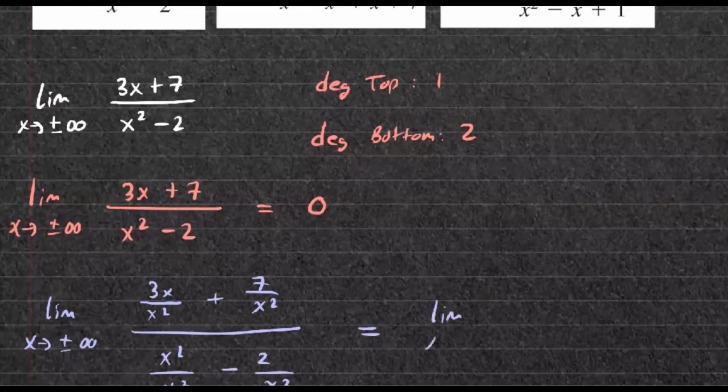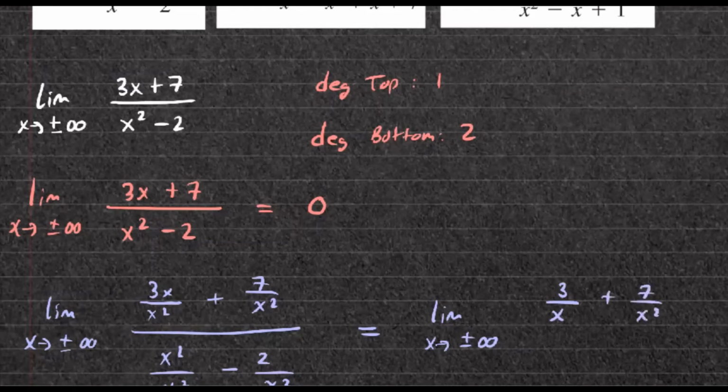So the limit as x approaches either plus or minus infinity. I'm putting them both in the same question because it wouldn't matter. You'll do the same work for both plus infinity or minus infinity. So we have 3 over x simplifies, and then 7 over x squared, that's just 7 over x squared. And on the bottom, you have 1 minus 2 over x squared.